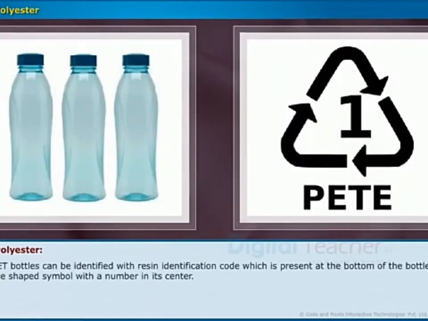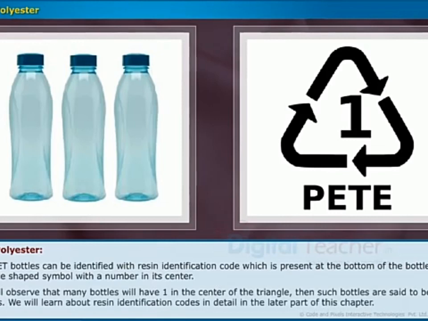PET bottles can be identified with the resin identification code, which is present at the bottom of the bottle in a triangle-shaped symbol with a number in its center. We will observe that many bottles have 1 in the center of the triangle. Such bottles are said to be PET bottles. We will learn about resin identification codes in detail in the later part of this chapter.